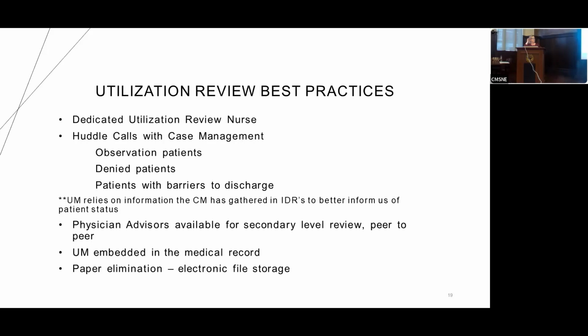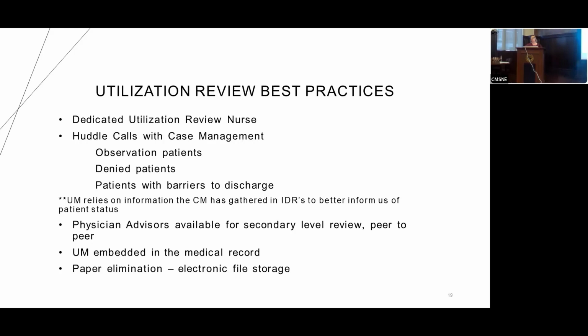We need the information from the case managers because we can't do our job without them. We need the information they've gained from interdisciplinary rounds, what they know about the patient. They're in the room talking to the patient. They can tell us what they look like, which can help us make our decisions better, and talk about barriers to discharge, our denied patients, all of our observation patients. It's very important. We're very lucky to have physician advisors available right to our nurses every day, doing our secondary reviews and peer-to-peers, which is wonderful.